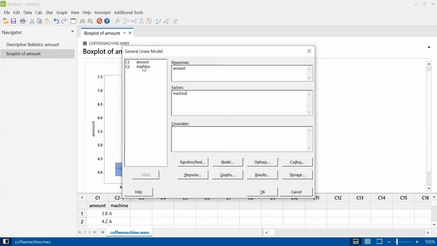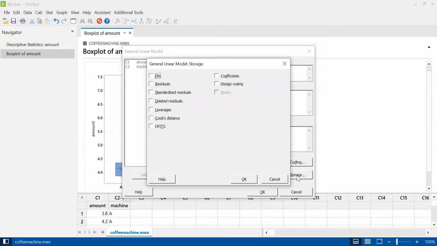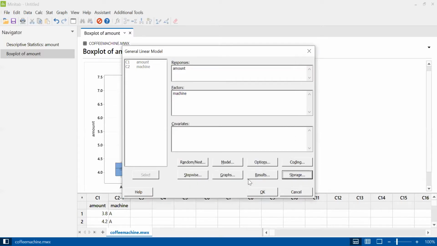So I have a couple things. One thing I can do here, but I don't have to do it. If I want to run a single NPP on my standardized residuals, I can ask for them right now by going to storage, standardized residuals, and then click OK. You don't have to do that. I just do it in anticipation that I might need it later on, and it's just done for me. Then I'm going to click OK.